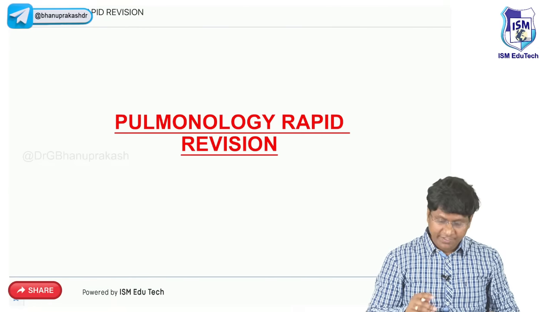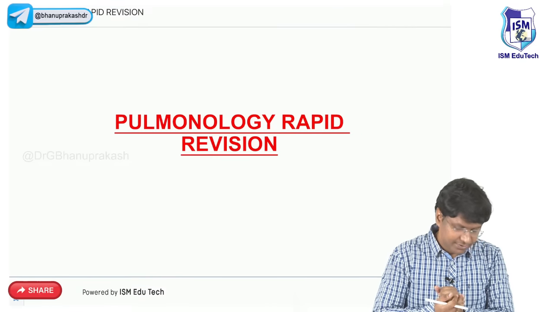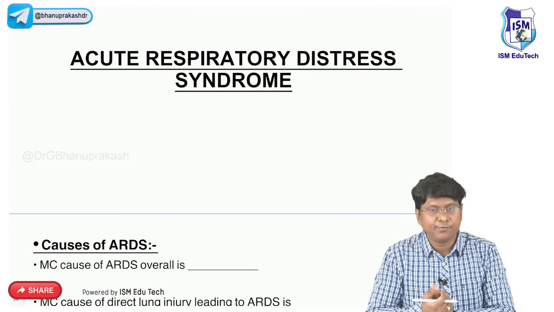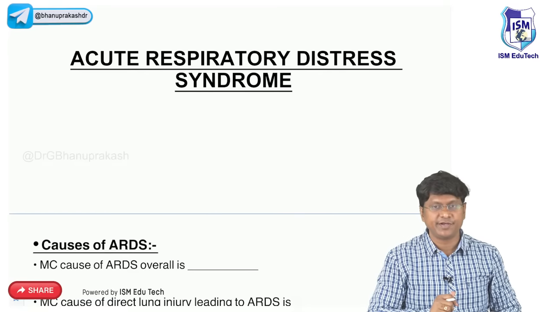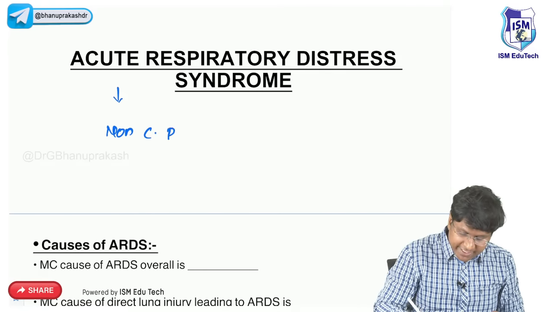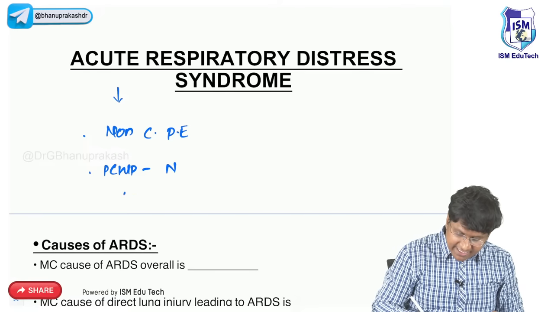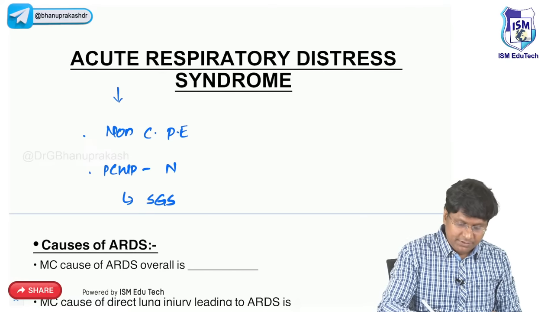Okay. So if you take this pulmonology quick revision, the first important topic is the very important emergency in pulmonology, that is ARDS, acute respiratory distress syndrome. In ARDS, a very important point is that it is non-cardiogenic pulmonary edema. That means your pulmonary capillary wedge pressure will be absolutely normal. And pulmonary capillary wedge pressure, you measure with the help of a Swan-Ganz catheter, right?